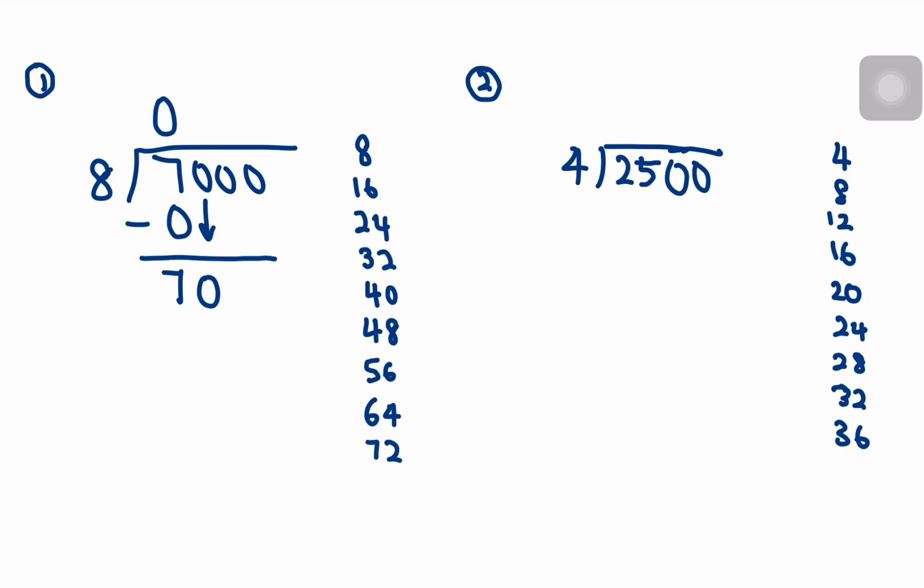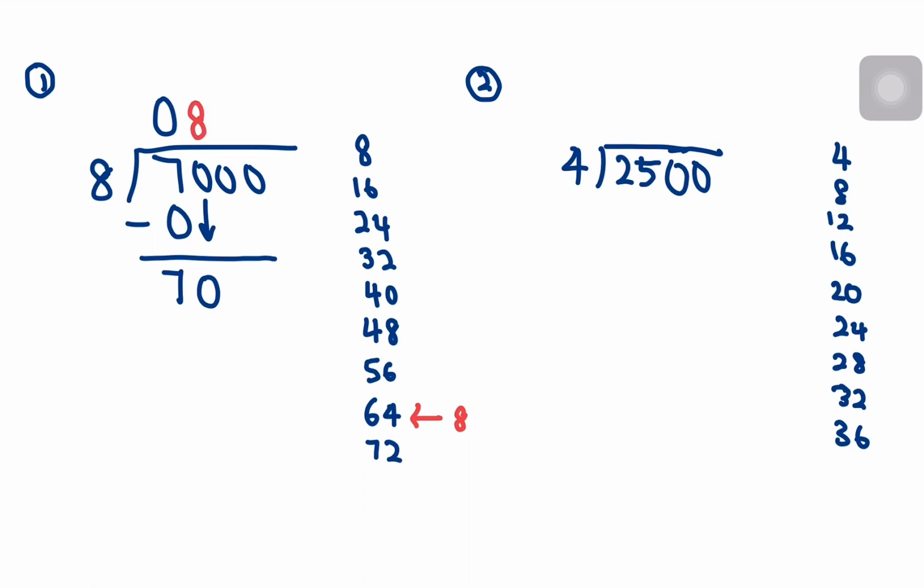Now, how many groups of 8 can I find in 70? Can you find the number 70? No. What is the closest number? 64 or 72? 64. Because you can only minus 64, we draw our arrow and then count 1, 2, 3, 4, 5, 6, 7, 8. So this is the number 8. We count and we write on top.